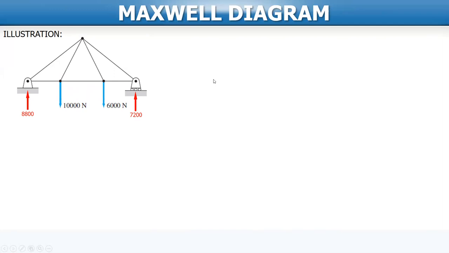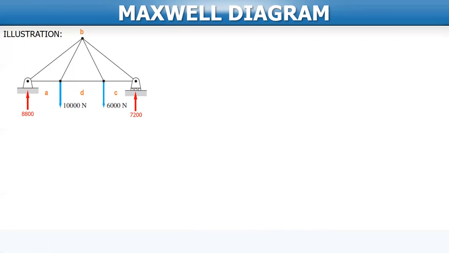So, in Maxwell, you name the spaces with letters, no? A. Depende sa imo asa kang A. Okay. So, for this one, this is A. And then, the next space is between 8,800 and 7,200. Wala may load dere. Each space between external loads gets a letter. So from 8,800 to 7,200, isa lang nakalita. That's B. So B will cover from 8,800 to 7,200. The next one is C, from 7,200 to 6,000. And the last one is 6,000 to 10,000.